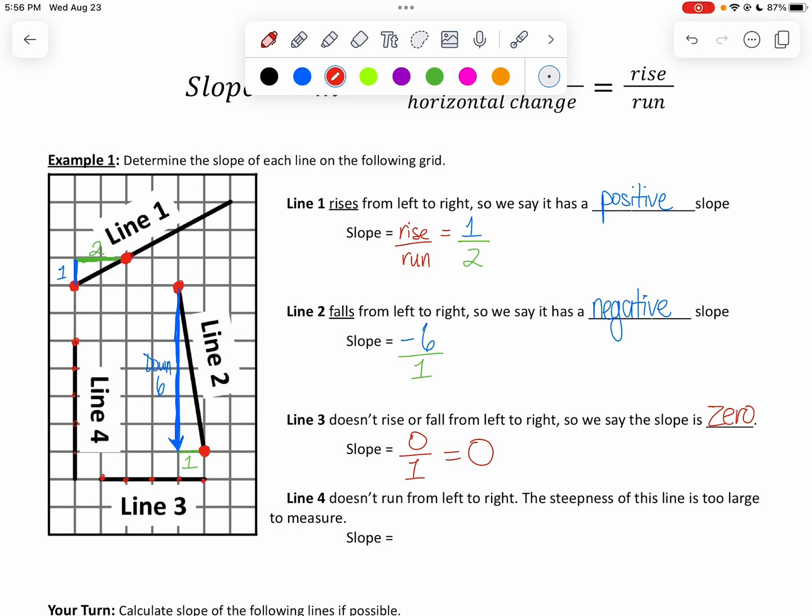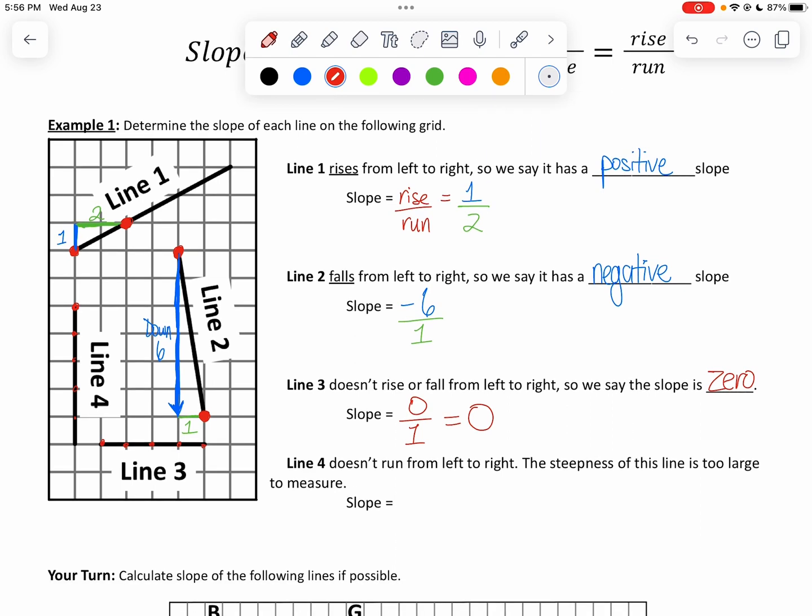So in this case, our rise, we can start from the bottom and go up, would be 1 square up each time. However, I'm going 0 squares left or right each time I travel. So what this means is that the steepness of the line is actually too large to measure. So if you type 1 divided by 0 in your calculator, it should tell you that you've gotten a math error. What we call that math error is undefined.